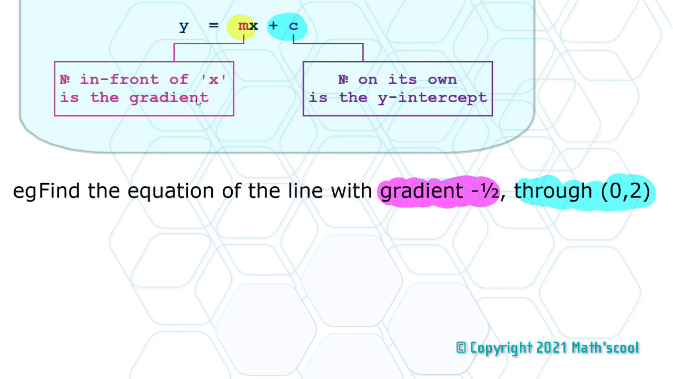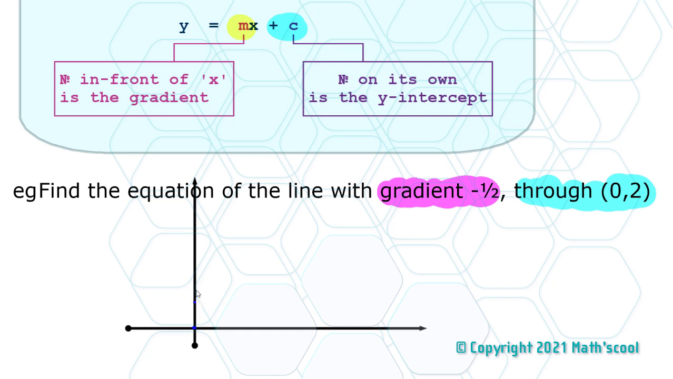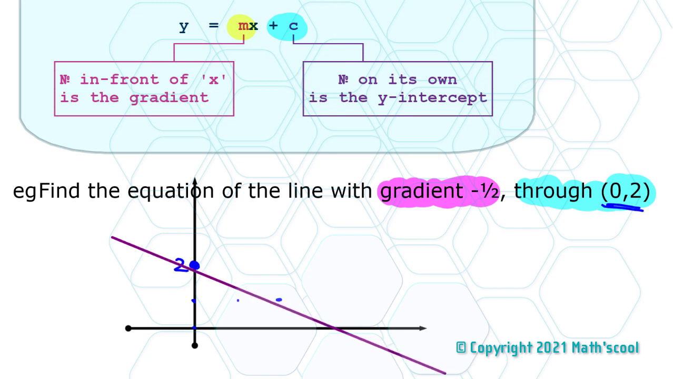How come? Well, it tells us that the line has gradient minus half through (0, 2). So (0, 2) would be this point here: 0, 1, 2. (0, 2) would be that point there. So (0, 2) is obviously on the y-axis, so it's the y-intercept. The gradient is minus 1 up, 2 across, and so the line kind of looks like this. The line kind of looks like that.